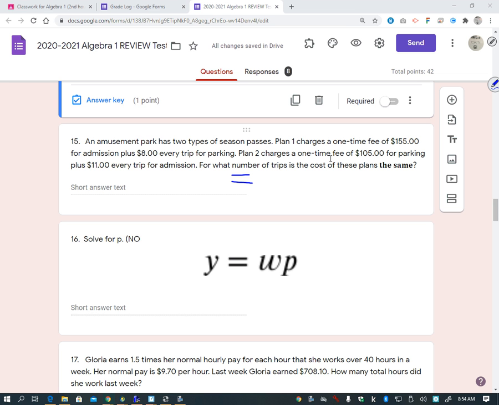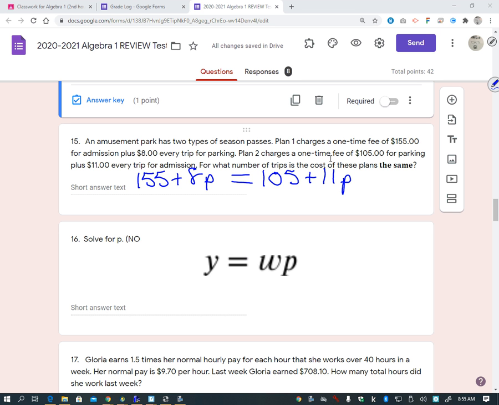Plan 1, how do I write that up? 155 plus 8P, let's say P is $8 for parking. The next one is 105 plus 11P, even though it's not for parking, isn't it doing the same thing? Instead of thinking of P as parking, let's just think of it as a variable. You could use X there if you wanted to.